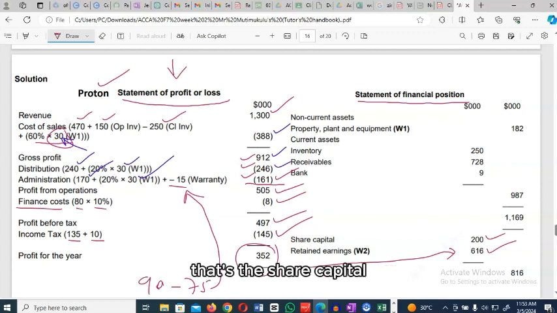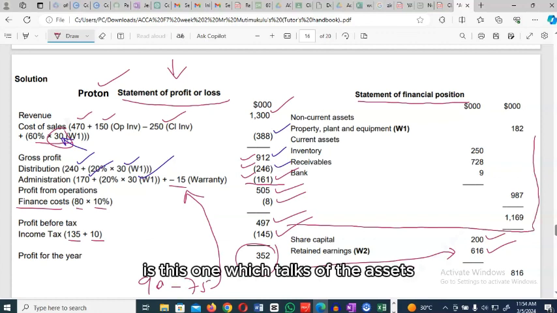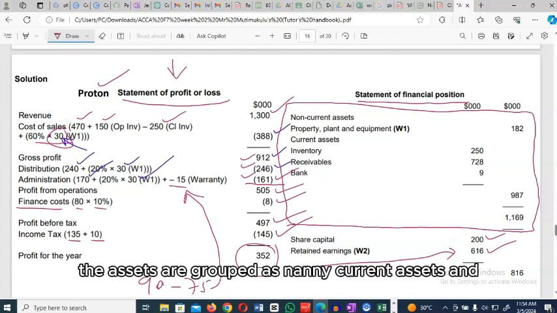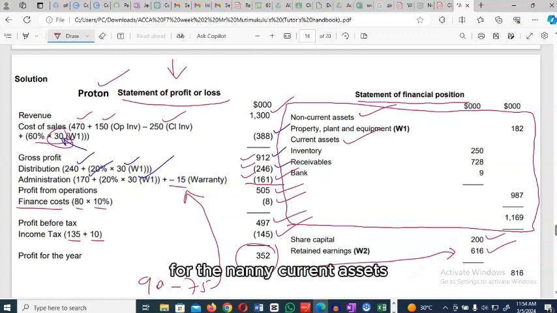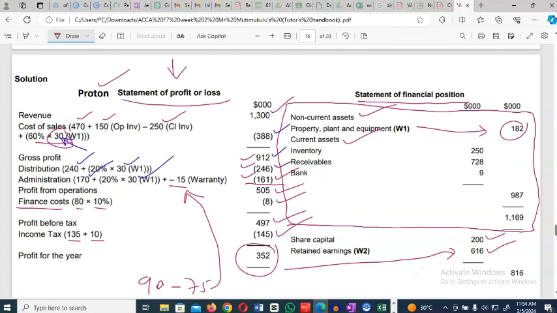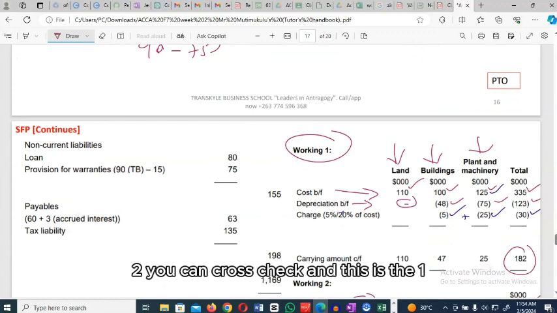That's the share capital. Remember, the first part of the statement of financial position is this one, which talks of the assets. Okay, the assets are grouped as non-current assets and current assets. For the non-current assets, we have got property, plant, and equipment, and this was the figure from working number one, which was 182. You can cross check, and this is the 182 I'm referring to.